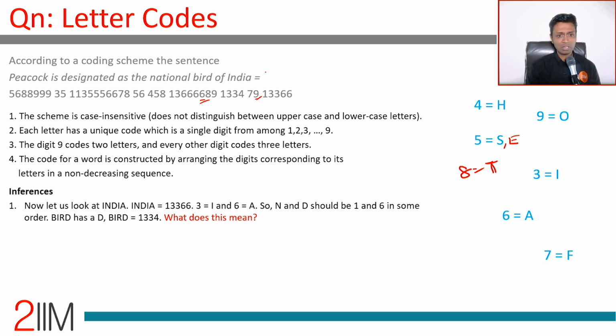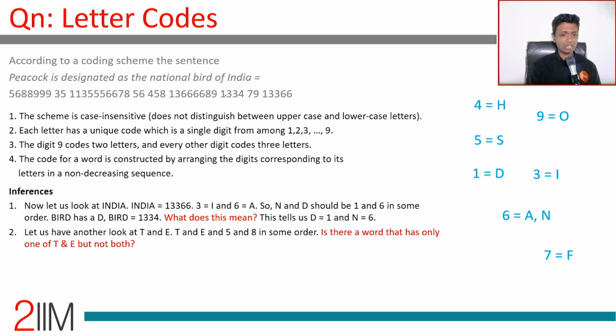And step by step, we have BIRD, going with 1 3 3 4. I is 3, that goes off. B, D and R are 1 3 4. There is something between BIRD and designated in common. That could be D, but we still have B and R going. So we'll probably have to hold that off for a second. Let's see what else we can infer.